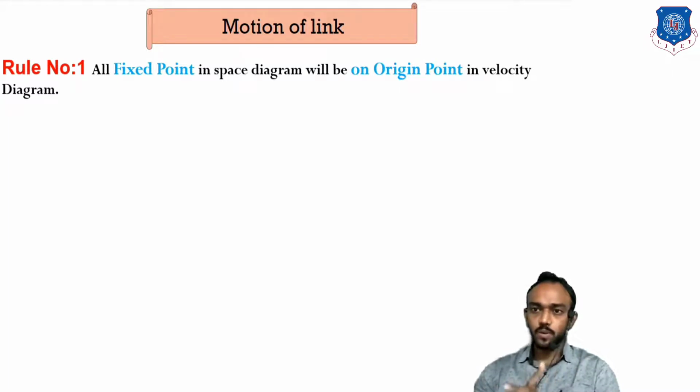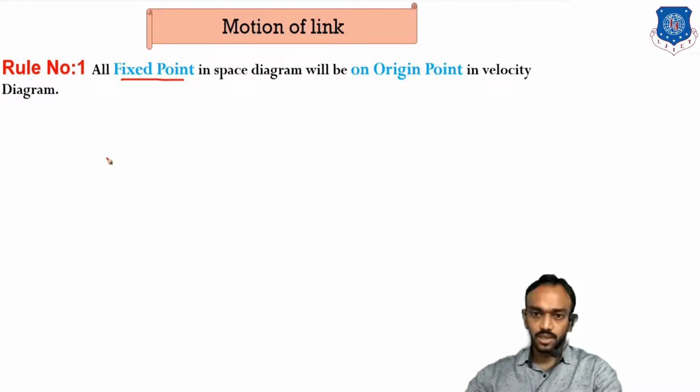All fixed points in a space diagram will be on the origin point in a velocity diagram. So there will be 2 diagrams. First, the space diagram, also known as the configuration diagram, and second, the velocity diagram, which is drawn from the velocity of all elements in vector form. So it is known as the velocity diagram. First of all, understand what this rule is saying and how it works.